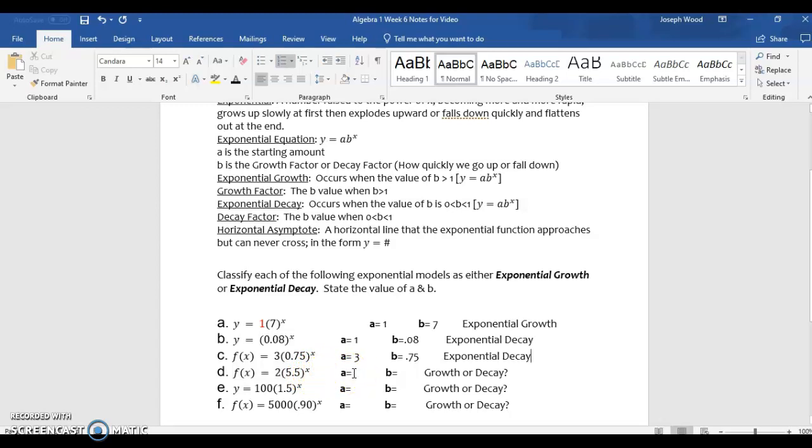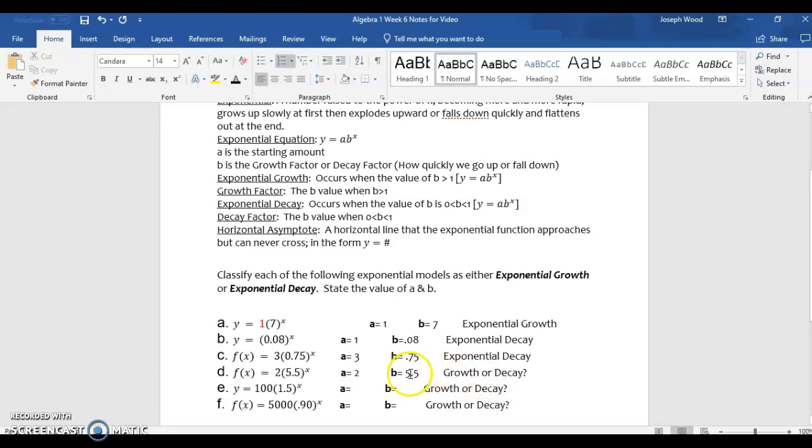Take just a second, pause it right here, and see if you can figure out what A and B are. No, really, go ahead, pause the video, and see if you can figure out what A and B are. All right, so hopefully you tried that. Again, A is the number outside of the parentheses, so my A value is 2. B is whatever number is being raised to the power of x, so my B is 5.5. Did you get that? All right.